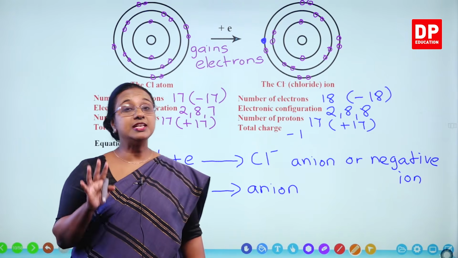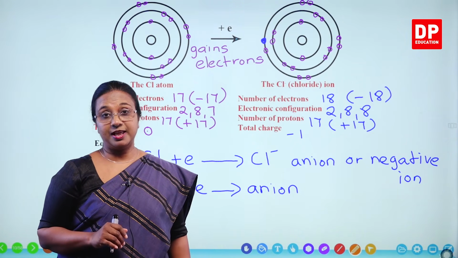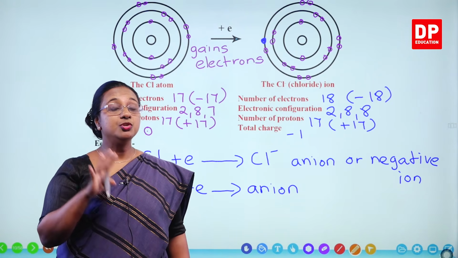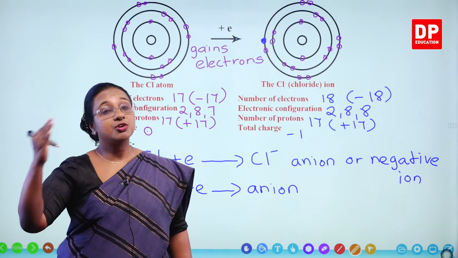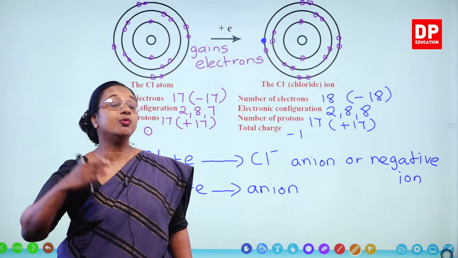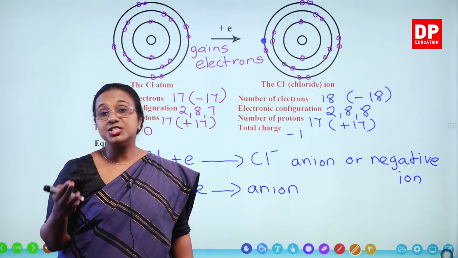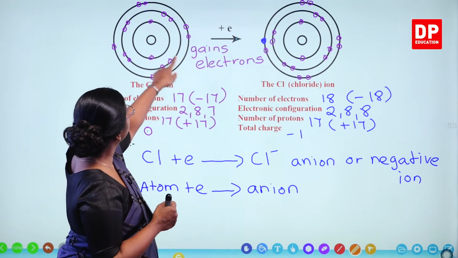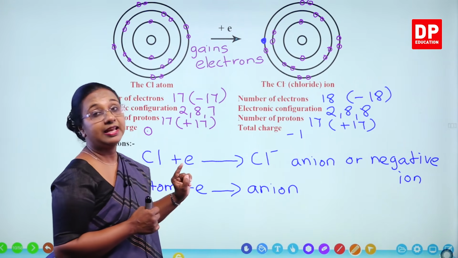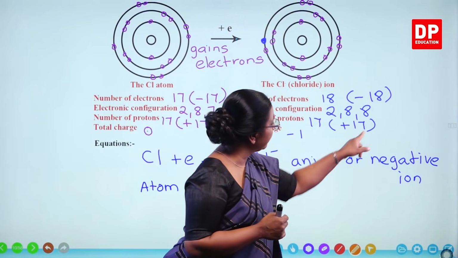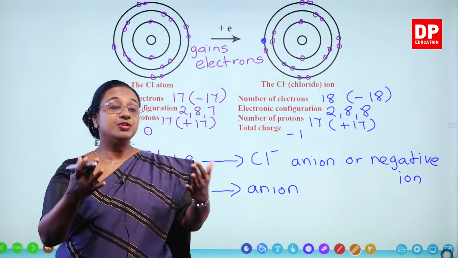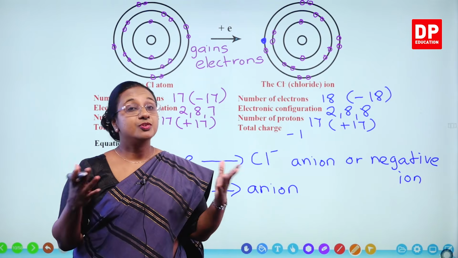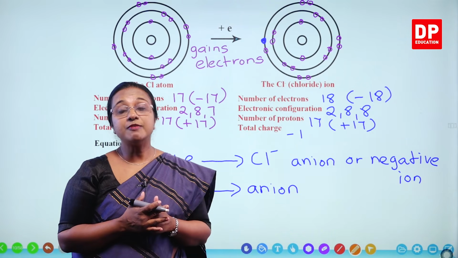So now can you all understand the rearrangement of electrons? In the previous one, sodium had 281. It lost an electron and became 28. So there was a change in the electronic configuration. Here you can see it was 287 in the atom, which became 288. So this has taken up an electron or gained an electron. So there has been a rearrangement of electrons.